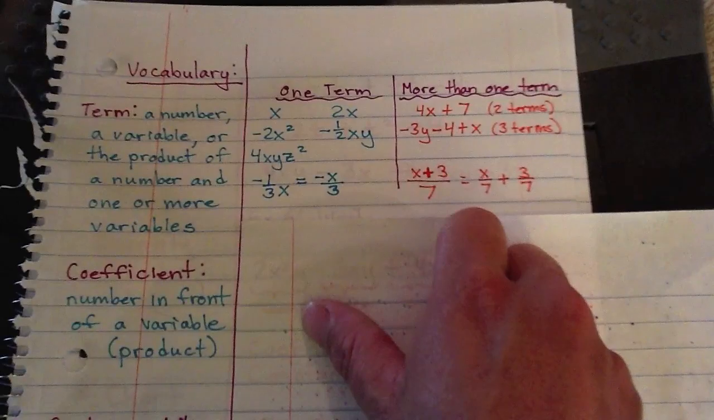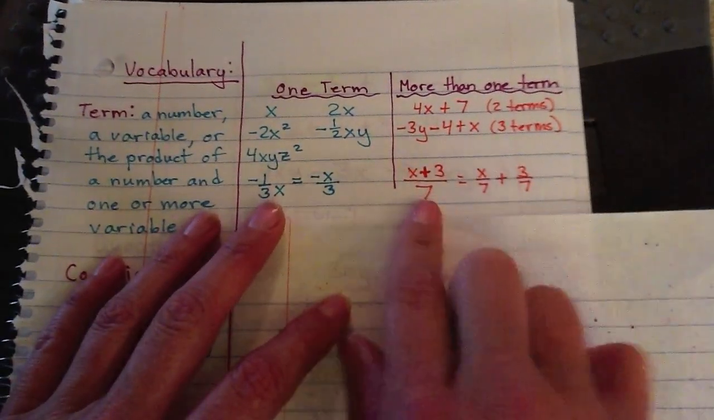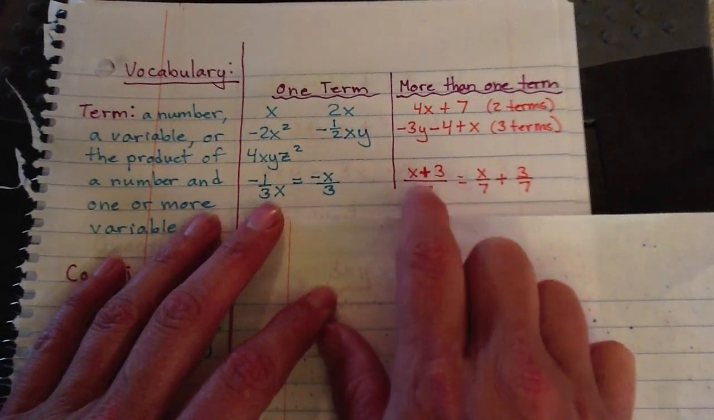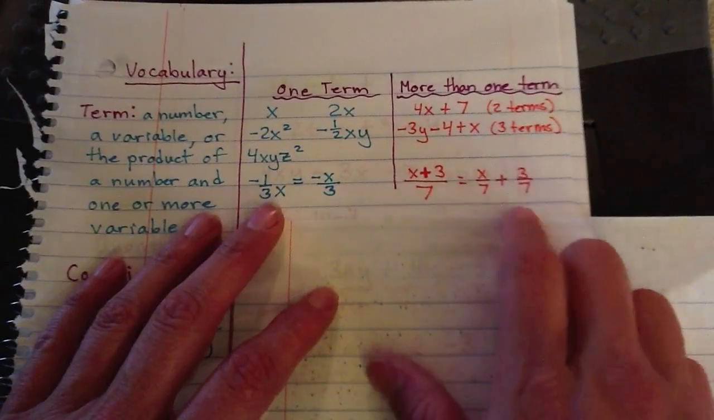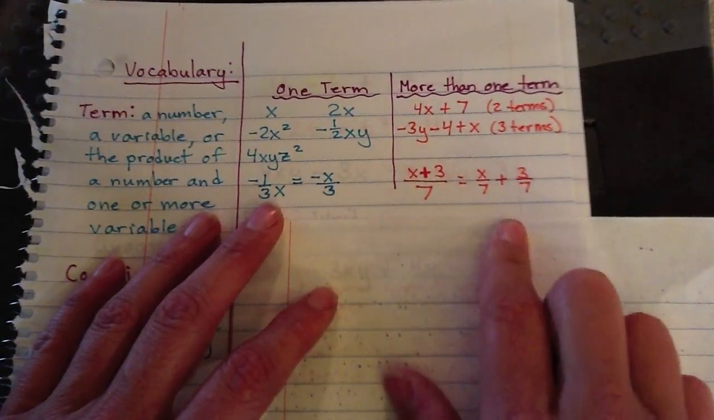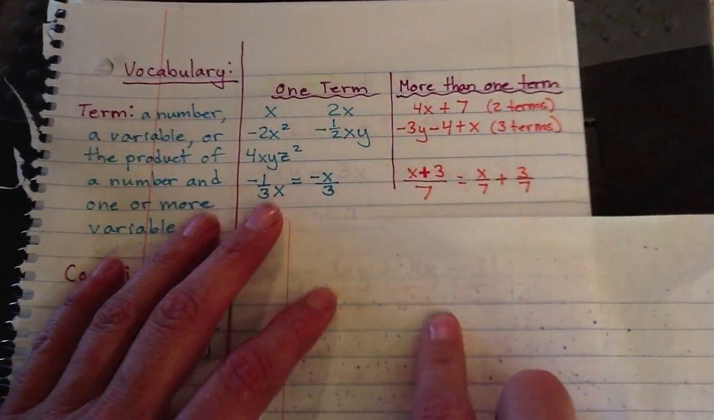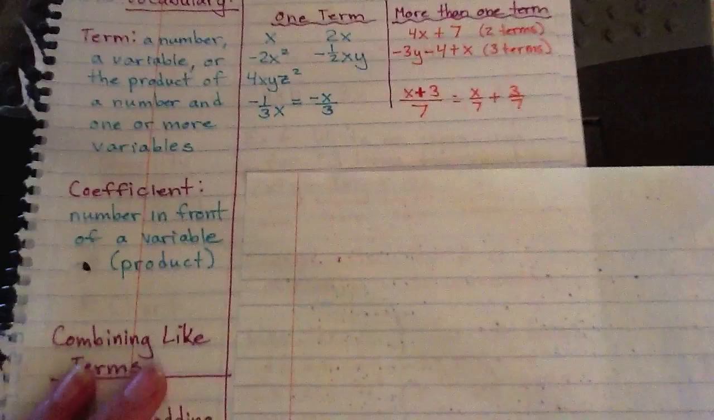So 3 terms. This last one's a little bit different than over here, because if you notice we have an addition in our numerator. So x plus 3 over 7 actually means x divided by 7 plus 3 divided by 7. This is 2 terms because we have an addition sign between it. Okay, hit pause if you need to.